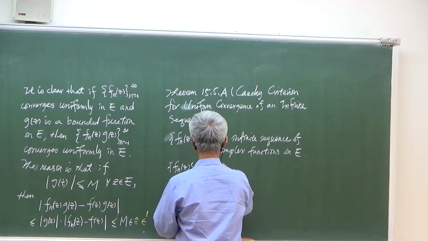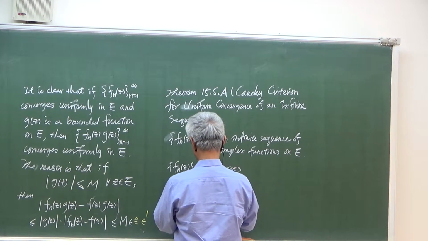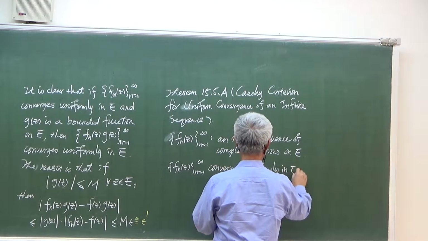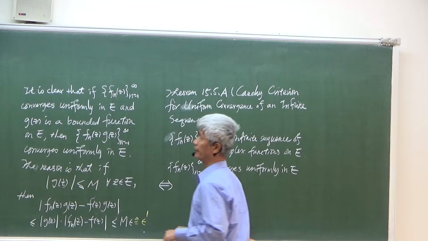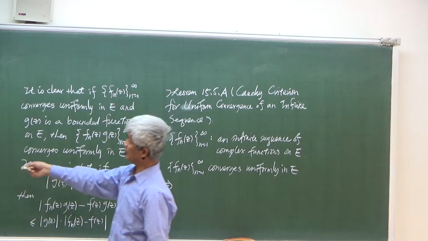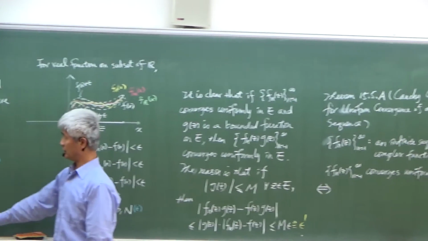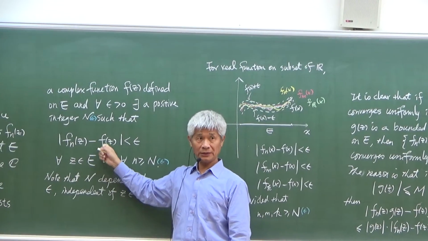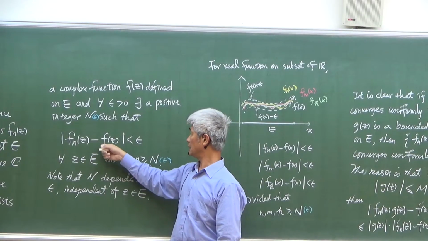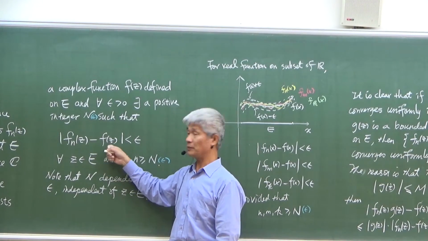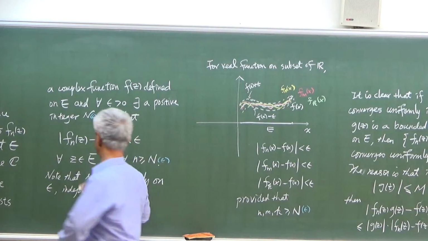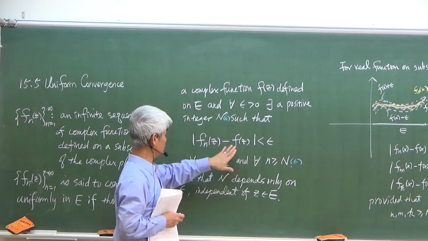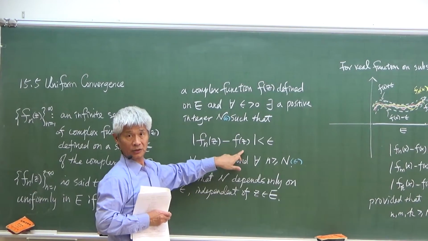The sequence converges uniformly in E. To justify uniform convergence by definition, you have to know the limiting function. If you want to apply the definition, then you have to know the limiting function at first, or at least you guess the function as the limiting function and check if this is true.